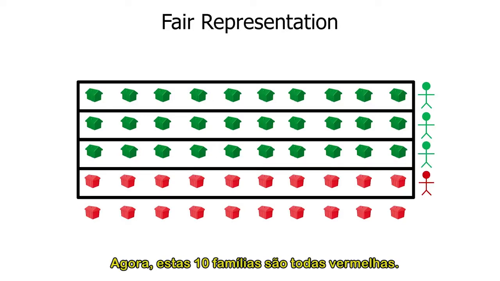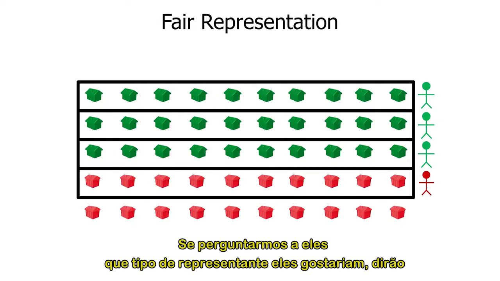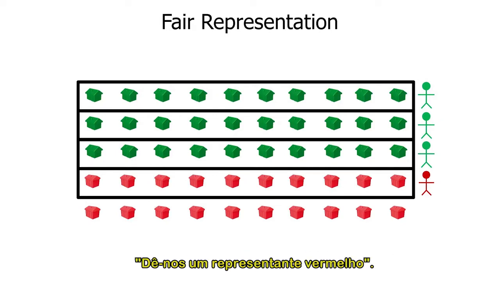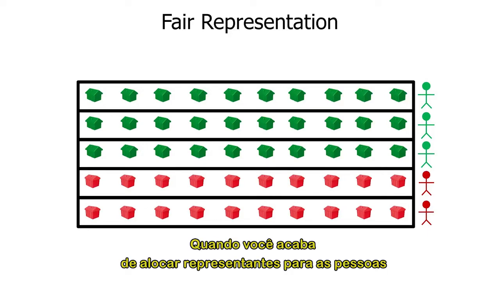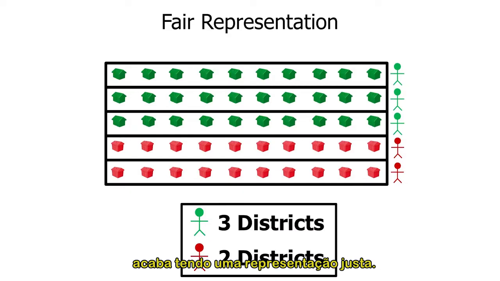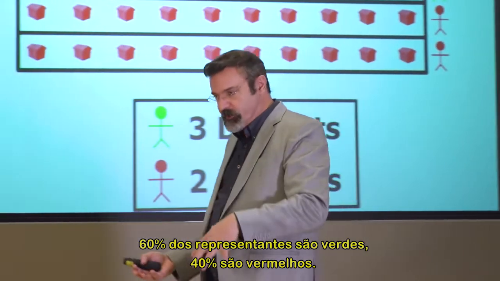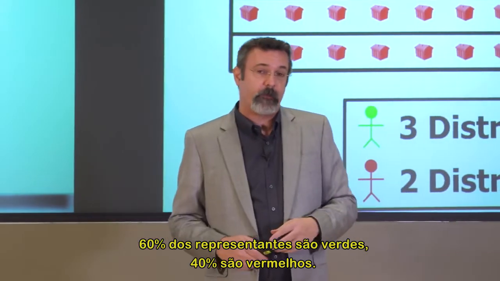Now, these 10 households are all red. If we ask them what kind of representative they would like, they'll say, give us a red representative, and similarly will these 10 households. So when you're done allocating representatives to the people, you end up with fair representation. 60% of the population is green, 40% red. 60% of the representatives are green, 40% red.